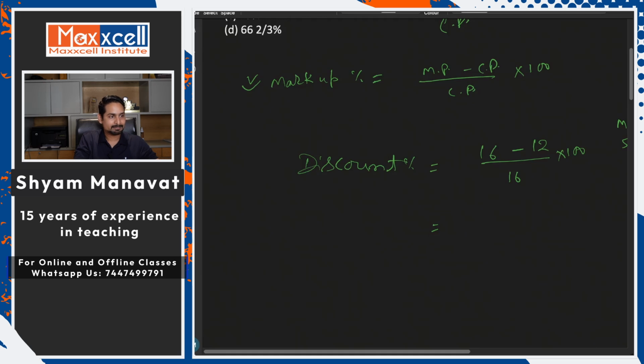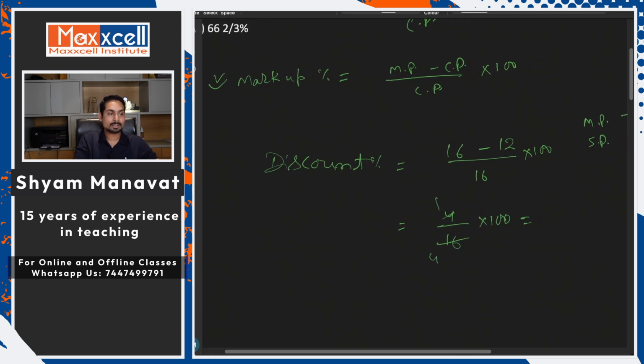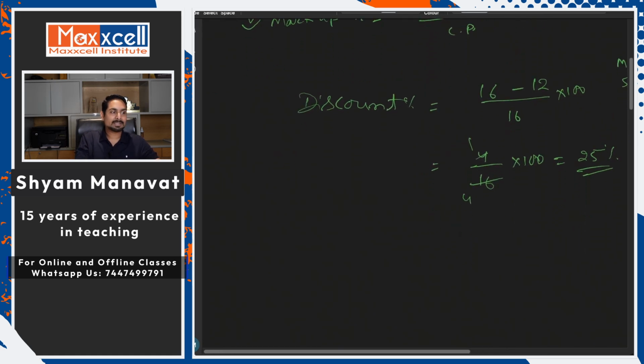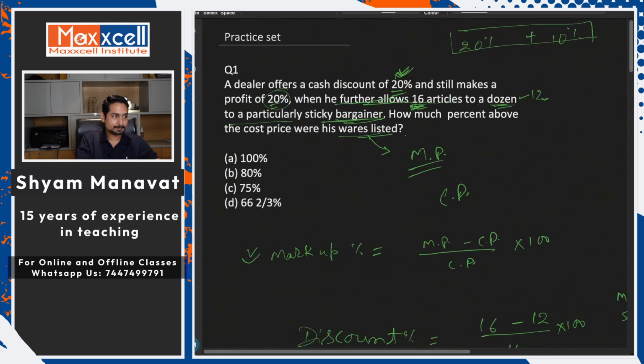If you simplify this further, what you have is 4 upon 16, which is nothing but 1 upon 4, into 100, which gets you 25%. So I got the value of the second discount in percentage. Now I will make this question read like this: first he had a 20% discount, then a further 25% discount, and still he is making a profit of 20%.